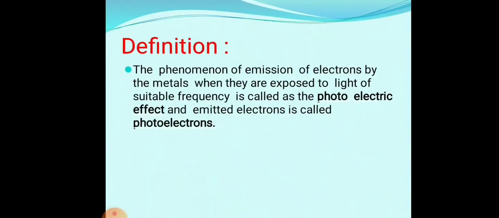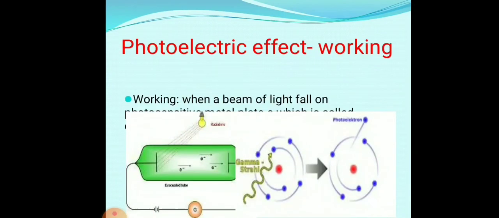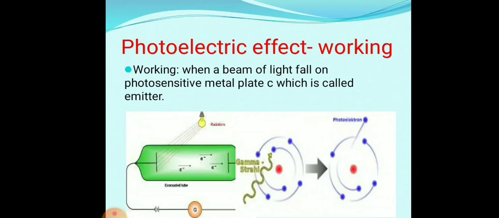Now, the definition of the photoelectric effect. The phenomenon of emission of electrons by metals when they are exposed to light of suitable frequency is called the photoelectric effect, and the emitted electrons are called photoelectrons. Now going to see the working of the photoelectric effect. A beam of light falls on the photosensitive metal plate C, which is called the emitter.